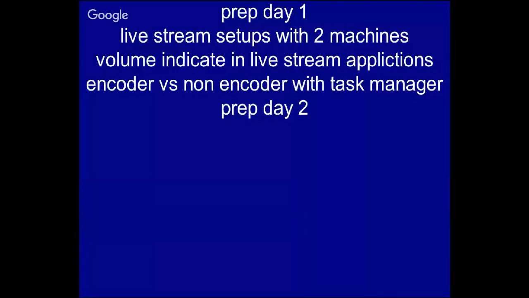Let's go back. So I showed you the live stream setup with two machines, which was an utter failure because of the audio syncing. It was not dedicated volume constantly. So I showed you the volume indicator on some of the applications. On this one, you saw the green bars. I would have loved to show the volume indicator in an encoder, but that would run more resources on my machine. The third option, of course, is the encoder versus non-encoder.